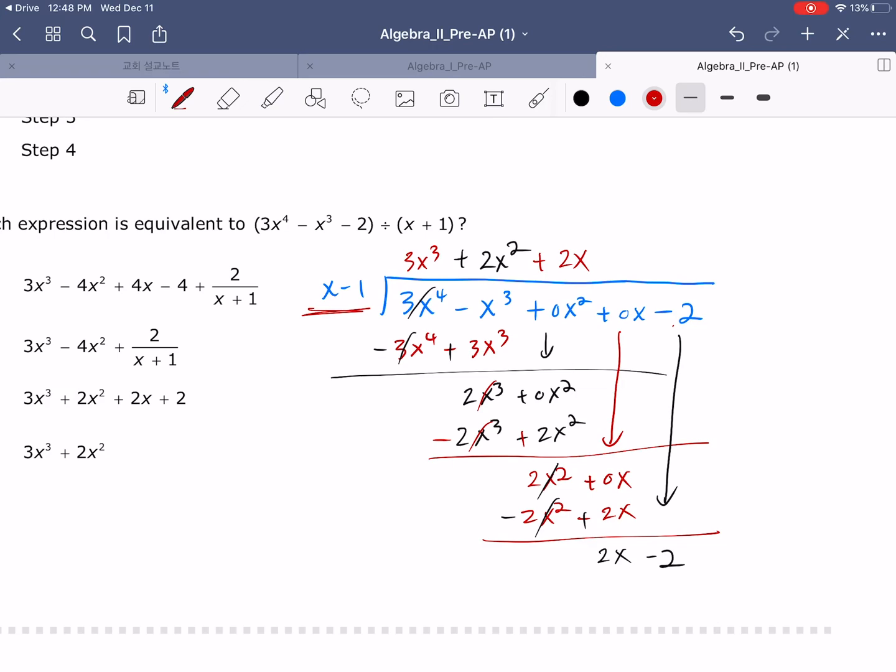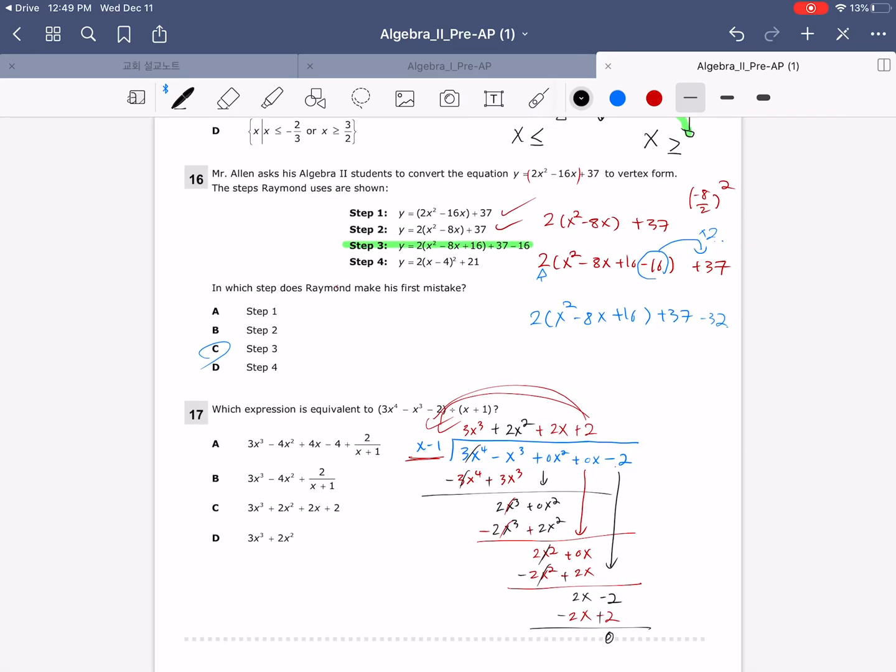I'm going to multiply by positive 2 here, because positive 2 times x is 2x. 2 times negative 1 is negative 2. And if you change the sign, oops. At this point, we don't have a remainder. That's amazing. So, that's it.